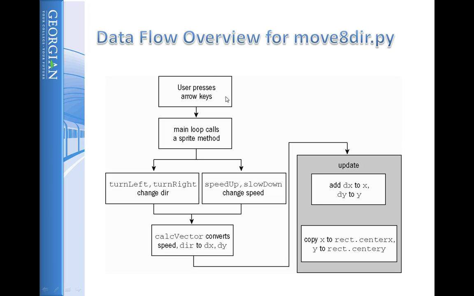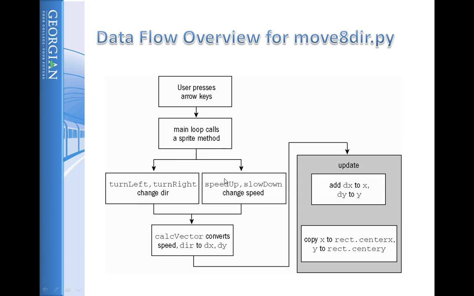The user presses arrow keys. The main loop calls the Sprite method. So this is almost like an outline, or if you want to call it pseudocode, you can, but it's not really. It's just an outline or a flow chart of how things work. And then from there, you have two options, and that's why there's two arrows. So you can turn left or turn right.